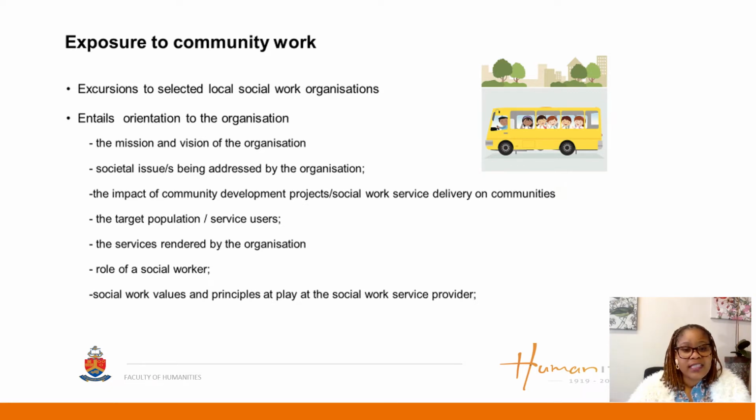specific focus on its mission and vision, the societal issues that it's addressing, the impact of the community development projects and social work services on the particular community within which these organizations are situated, the target population or service users of the organization, the services that are being rendered by the organization, and more specifically those that are being rendered by the social worker within the organization, the role of the social worker within that particular organization, and the social work values and principles that are at play within that particular social work service provider.